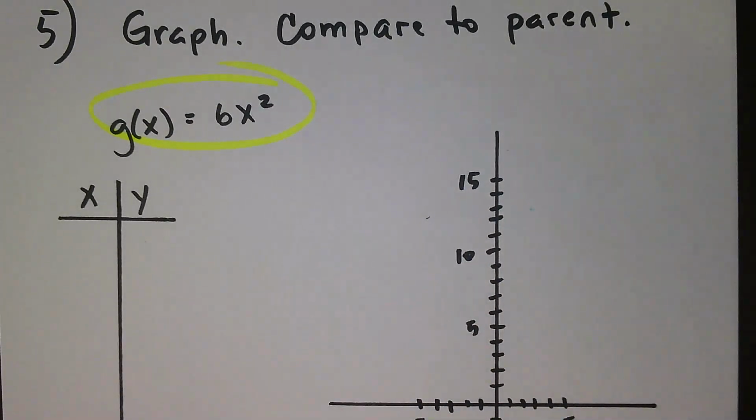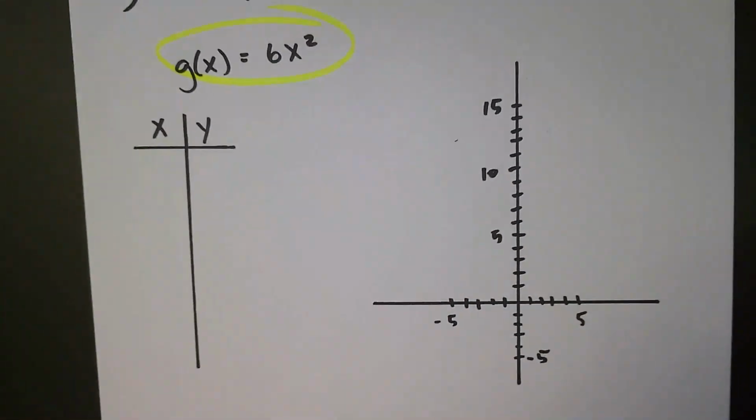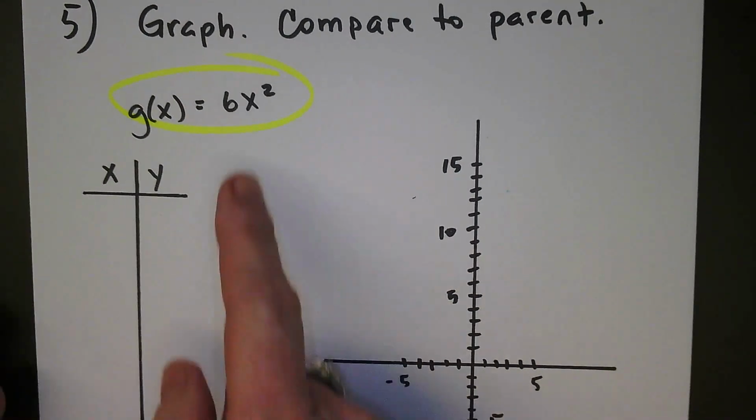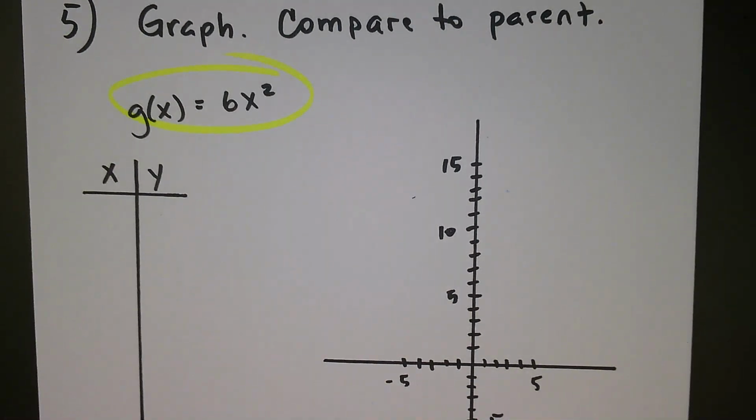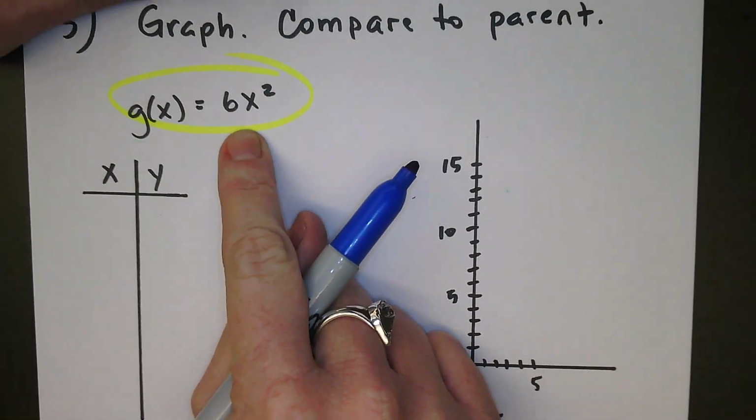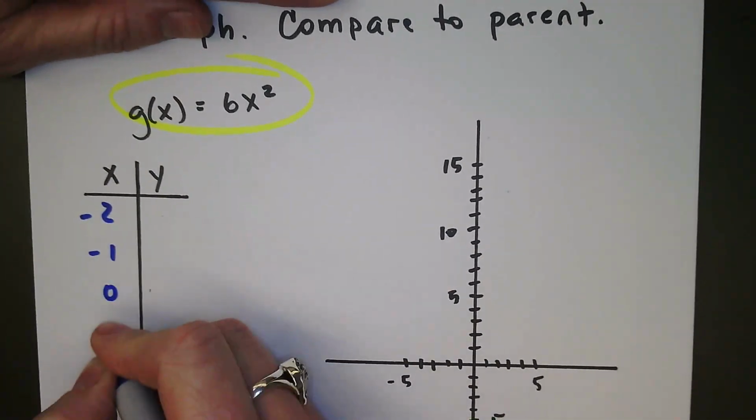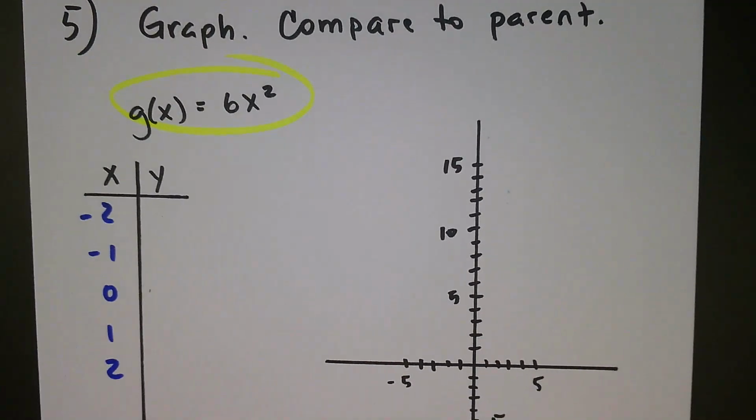I'm going to start off by setting up a table here. Tables are nice because you can graph any graph with a table, whether it's a quadratic, an exponential function, linear, or whatever. So we're going to put our standard inputs here right now. This just has an x squared term, so it has not been shifted left or right. So from -2 to 2 are going to work great for inputs.